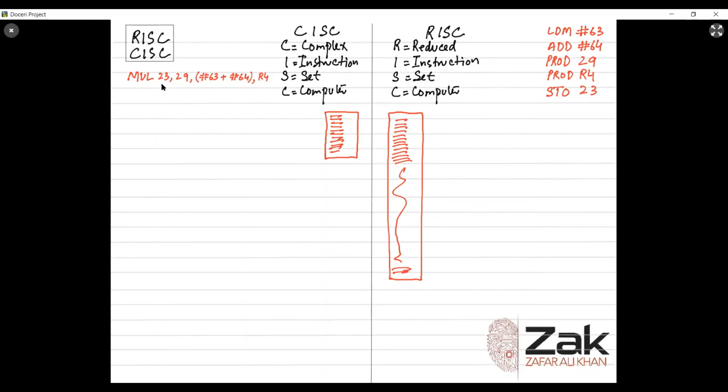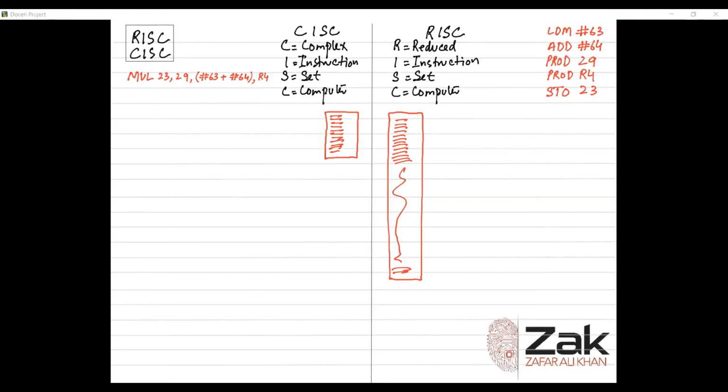But over here, the processor first has to figure out how to break up this one instruction into a number of instructions, and then execute it. So what is happening? In RISC, the programmer is breaking the instructions and the processor is just following them. In CISC, what is happening? The programmer is giving one single complex instruction, and the processor now has the duty to break that into a number of instructions, and then these instructions will be executed by the processor one by one.